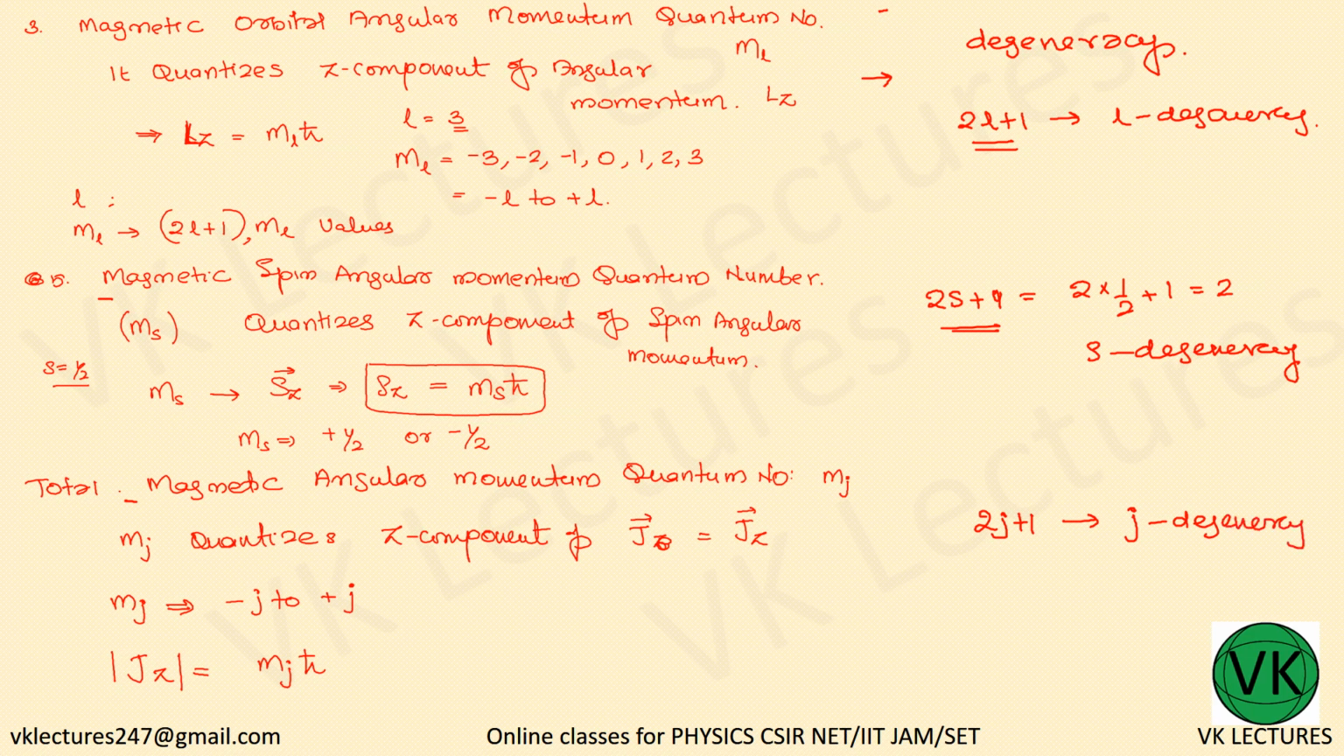Now what do we mean by degeneracy? Degeneracy is two or more states with the same energy. This is called degenerate states. Whichever states have the same energy, they are called degenerate states. So for example, L equal to 2 will have 5 states with the same energy levels. That is with respect to L degeneracy.